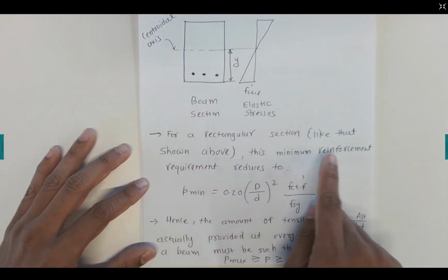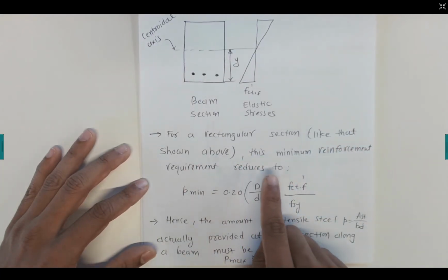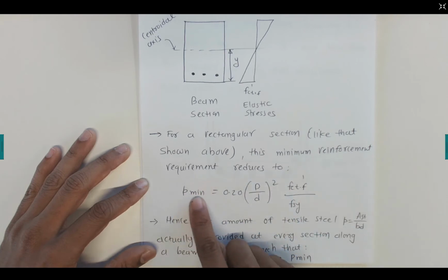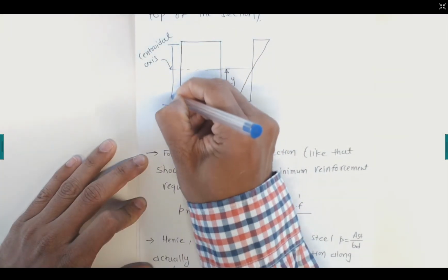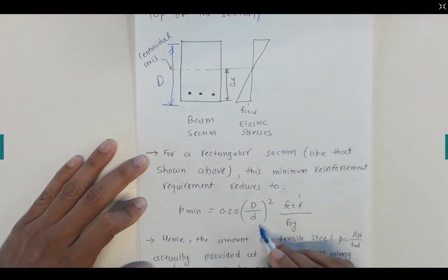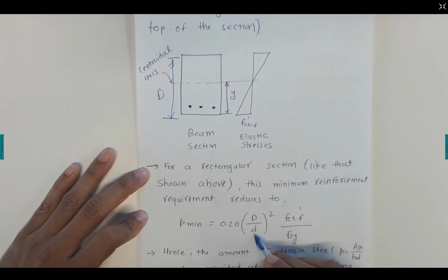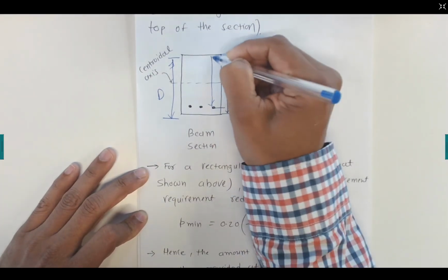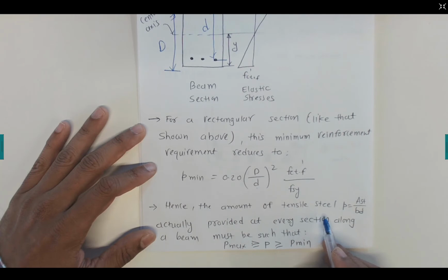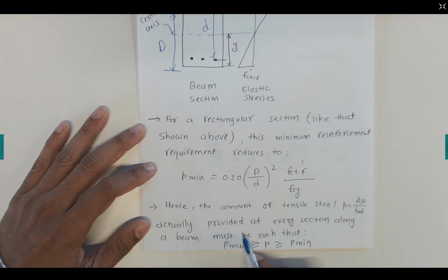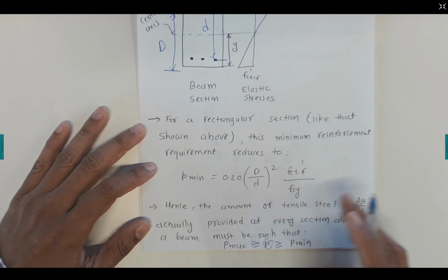Now for rectangular sections like that shown above, this minimum reinforcement reduces to 0.2 times capital D over small d, where small d is this depth, squared, times f'ct over fsy. Hence the amount of tensile steel p, which is Ast on b d, actually provided at every section along the beam must be such that the reinforcement lies in the range between the maximum reinforcement and the minimum reinforcement.